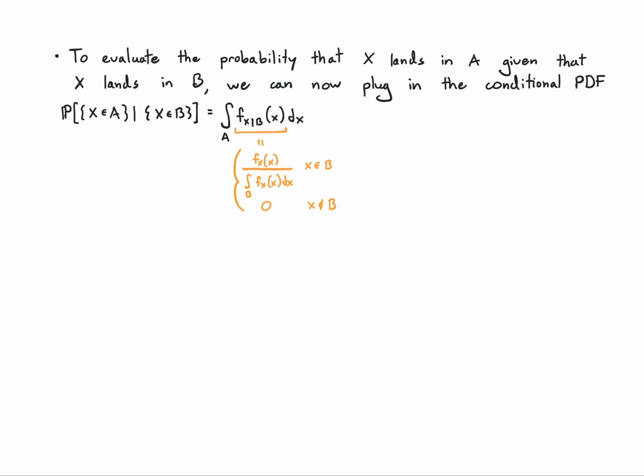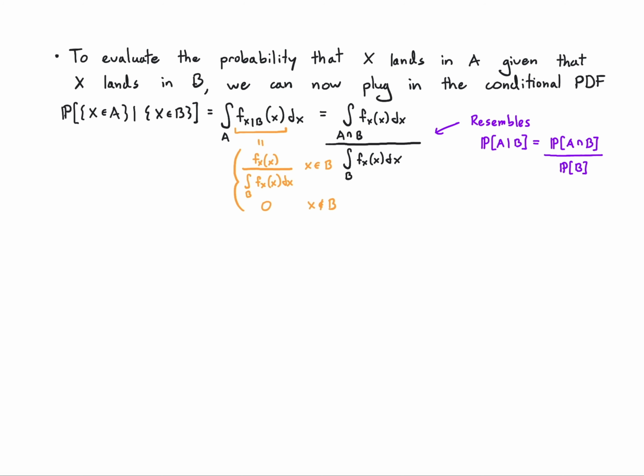Let's think about what should happen here. I'm already integrating over A, and I know that x is only going to be allowed to take values in B. So the only places where this is going to be interesting is A intersect B, the parts of A that also fall into B. So what I'm really doing is integrating the PDF over A intersect B, and dividing by the integral over B. And this resembles the idea that I have the probability of the intersection divided by the probability of just B.